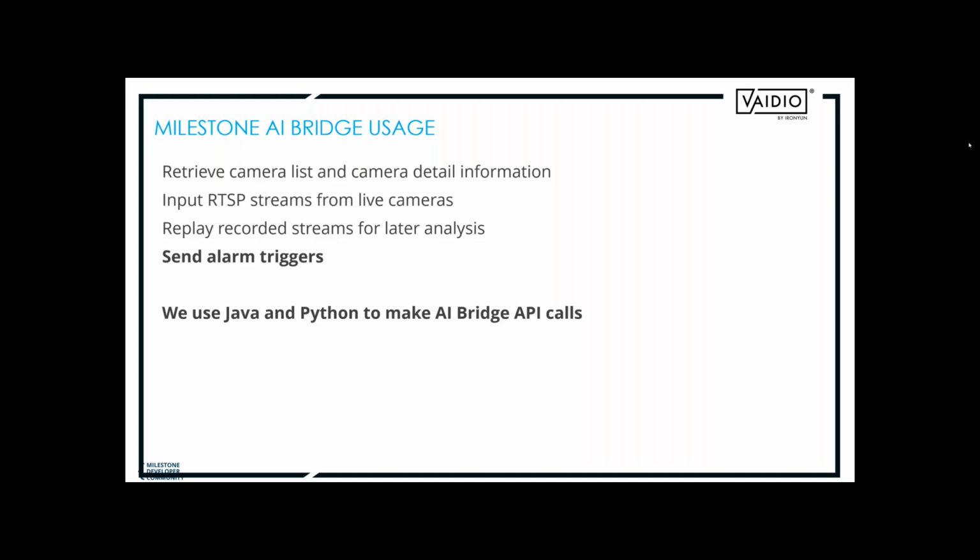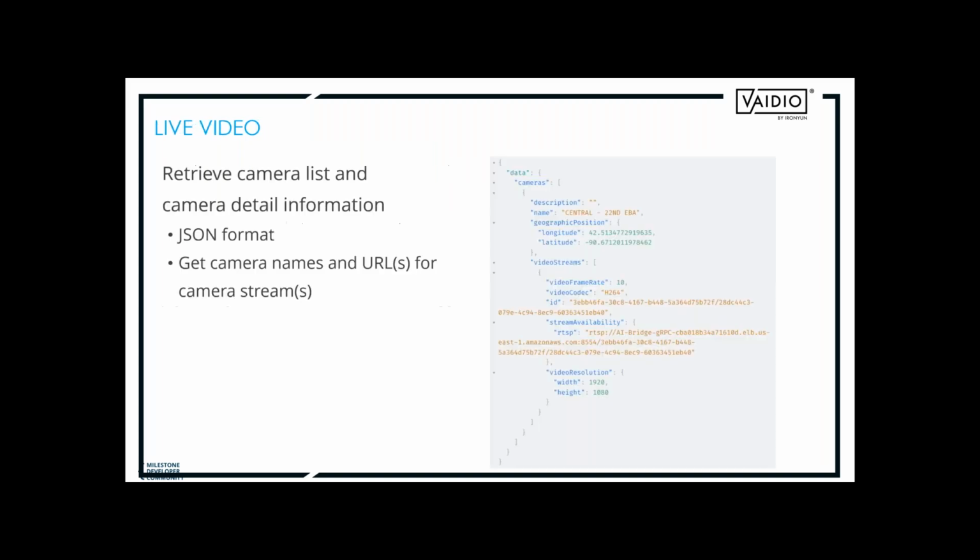Then we get the RTSP streams, retrieve them, and run them through our analytics. Another thing we can do, if the customer wants to replay recorded historic streams, is they can upload those and we run analytics as if they came from live cameras. And finally, we send alarm triggers down to XProtect. And the nice thing about AI Bridge is we can use it from Python, Java, pretty much any language. Next slide.